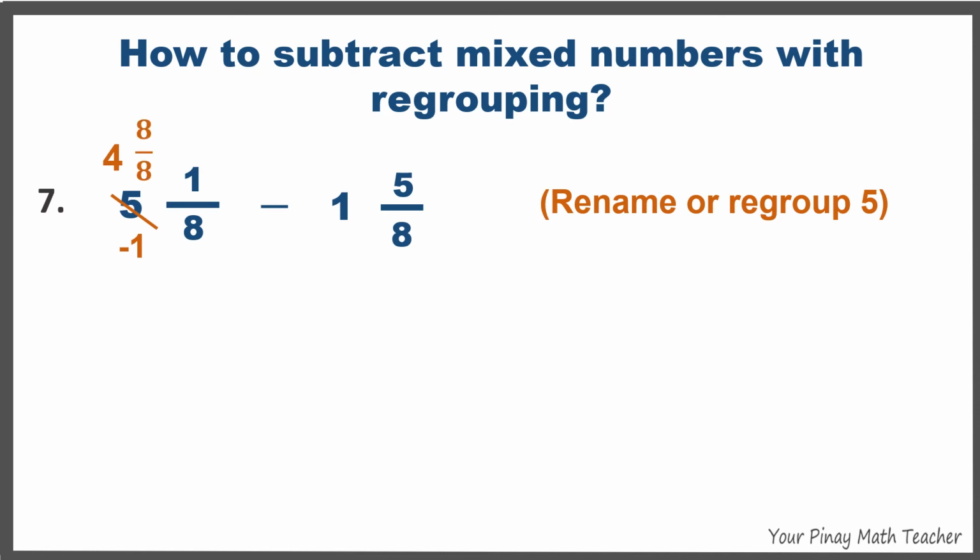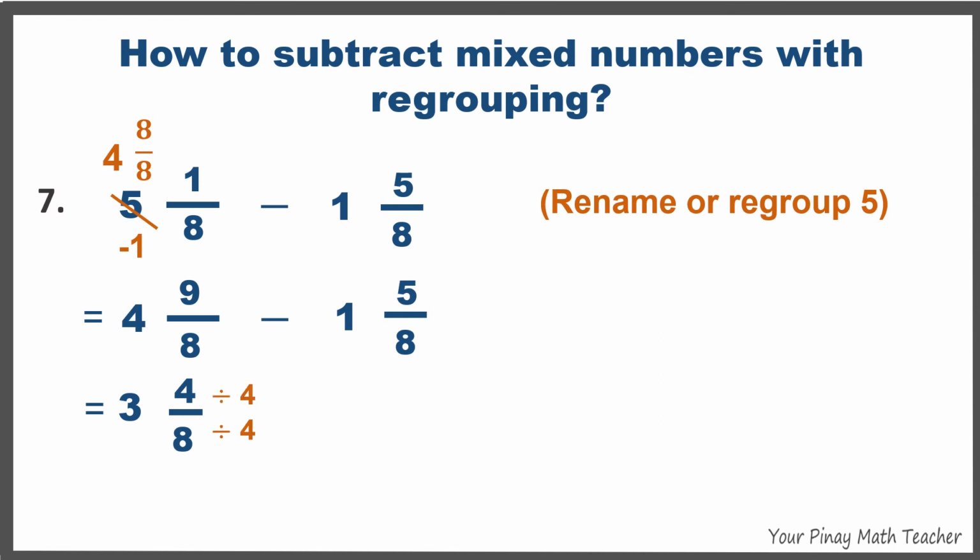So it is 8/8. Now you bring down 4 and then add 8/8 and 1/8. So we get 9/8. Then bring down minus 1 and 5/8. Now we can subtract the mixed numbers. So 4 minus 1 is 3. 9/8 minus 5/8 is 4/8. 4 and 8 can still be divided by 4. So our final answer is 3 and 1/2.